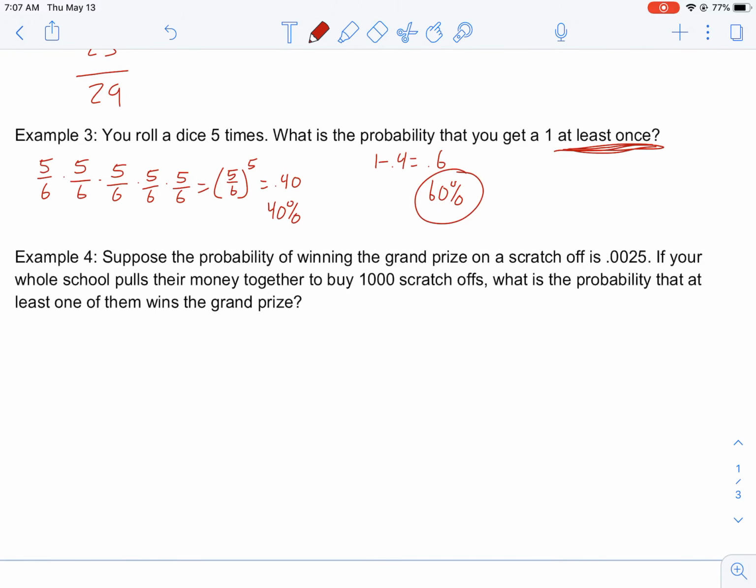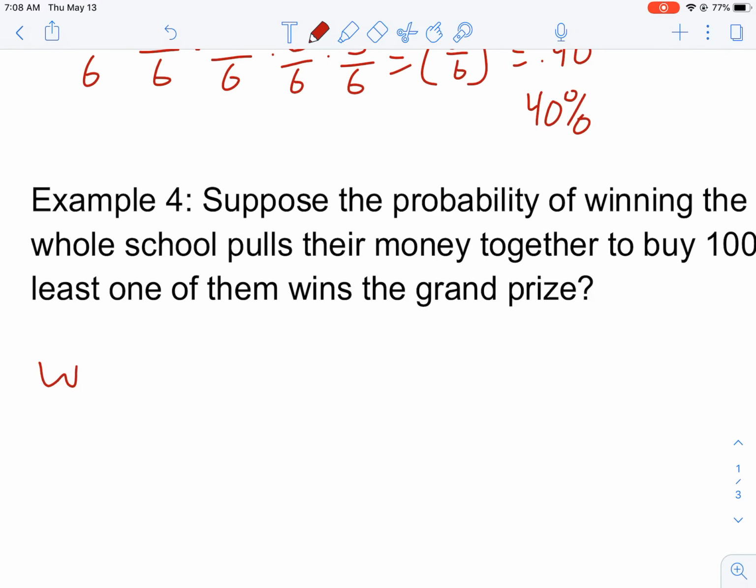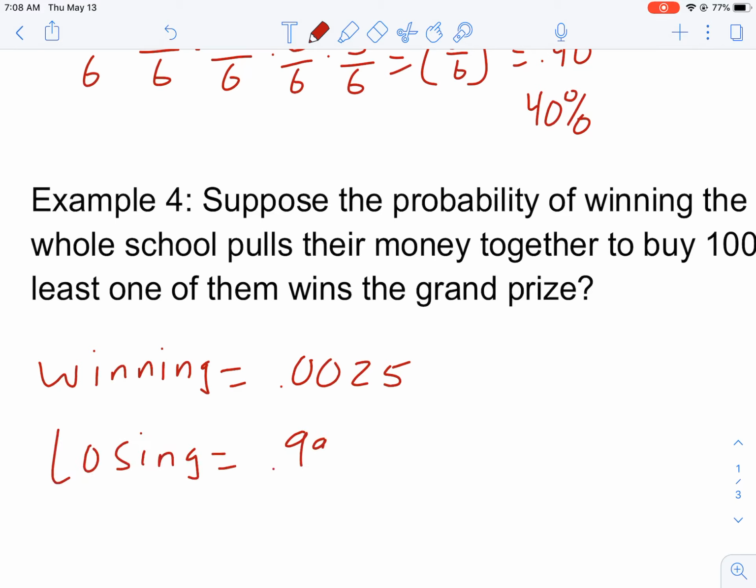It says the probability of winning the grand prize on a scratch-off is 0.0025. So the probability of winning is 0.0025. That's about 0.25%, or less than 1%. So the probability of losing would be 0.9975. Just subtract it from 1.